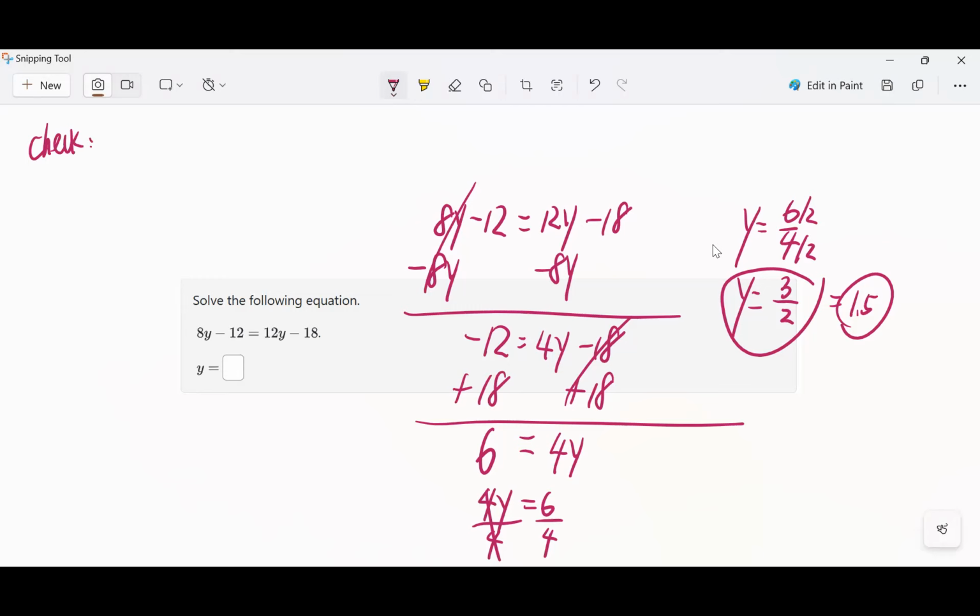Right here, put back 3 over 2 into the original equation. So 8 times 3 over 2 minus 12, you're going to what? So 12 times 3 over 2 is 18.